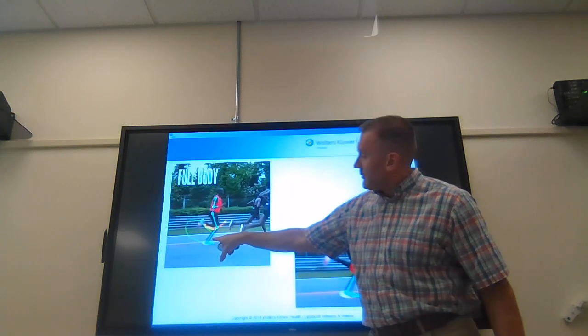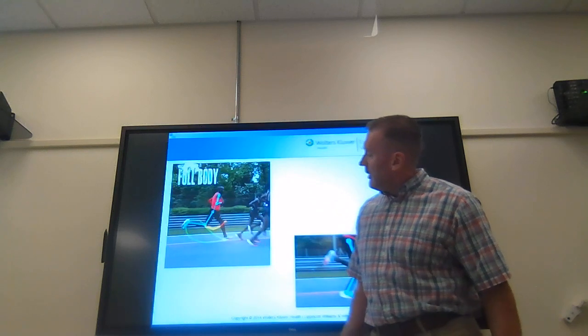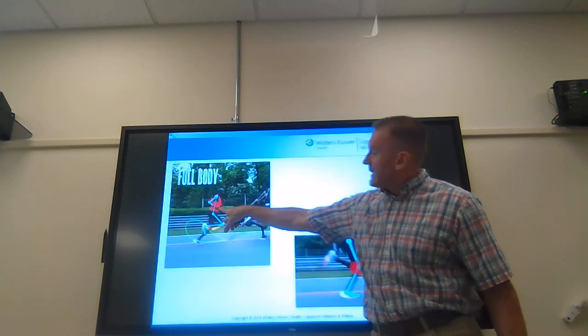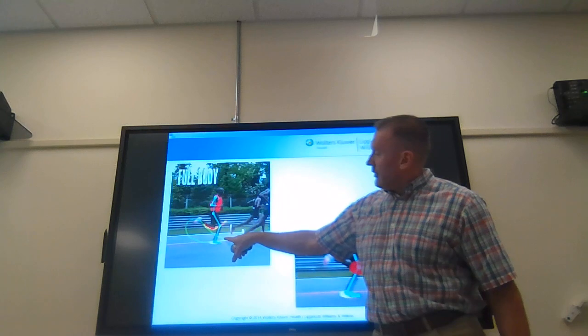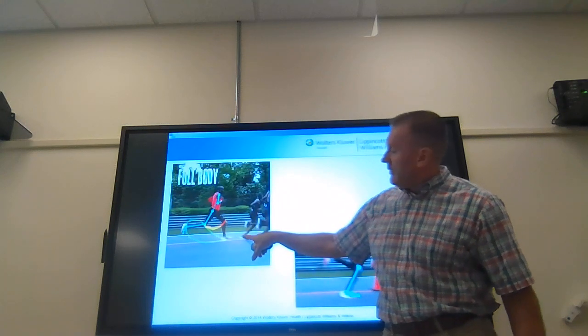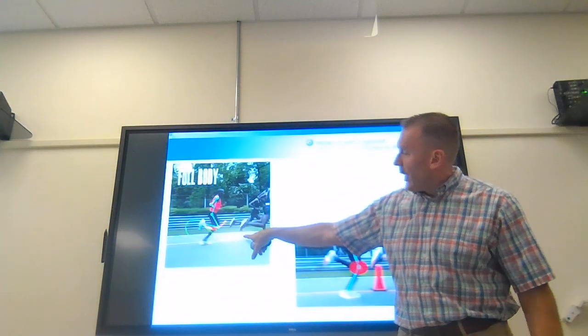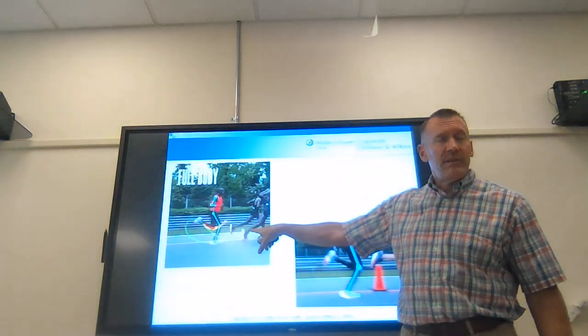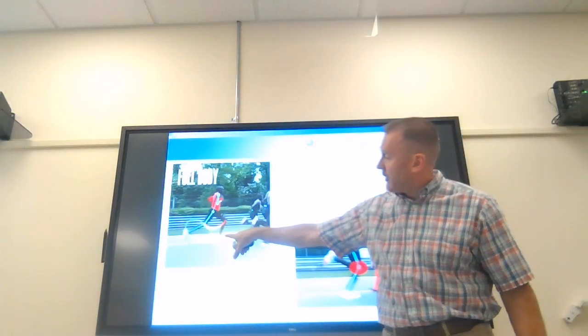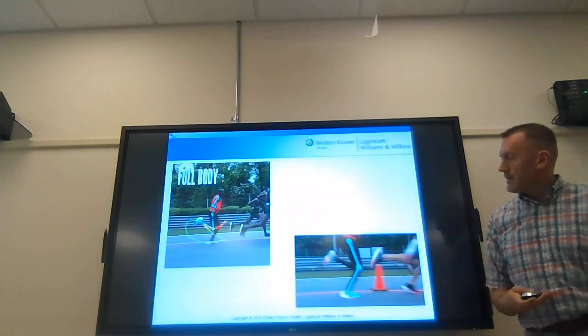Watch the hip come through as fully extended, a push off. His center of mass is directly over the foot as it strikes the ground, rather than overstriding and the foot being way out here instead of his center of mass. His center of mass is directly over the foot as it strikes the ground.